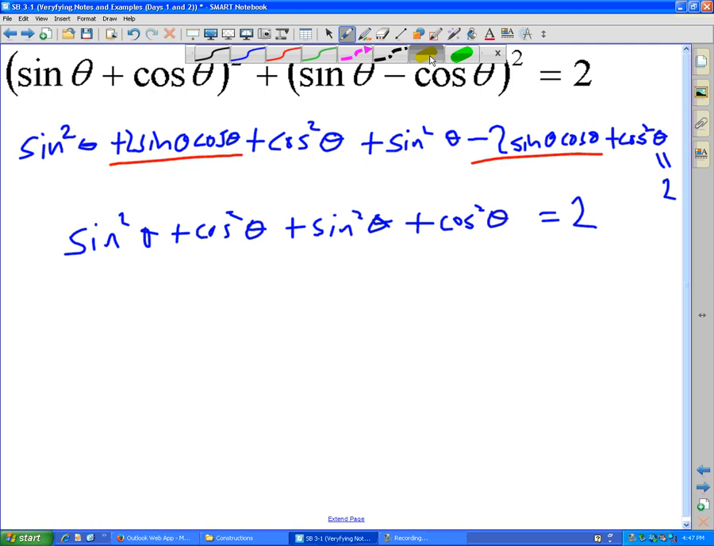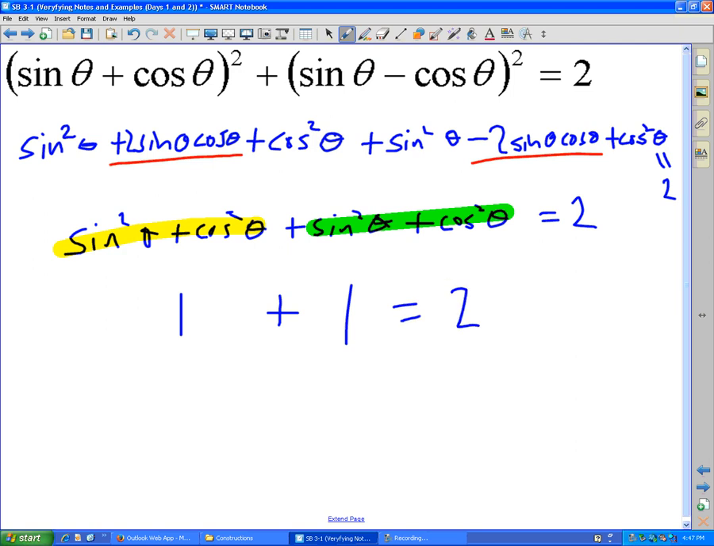What is sine squared plus cosine squared? Oh, wait, we know that's a Pythagorean identity. That's 1. Hey, wait, look, it's another sine squared plus cosine squared. That's another 1. And now we're back to kindergarten math. People are always like, hey, what's honors trig? Okay, is it like 1 plus 1 equals 2? Hey, every once in a while it is. Every once in a while, 1 plus 1 is equal to 2. And we have verified this identity.